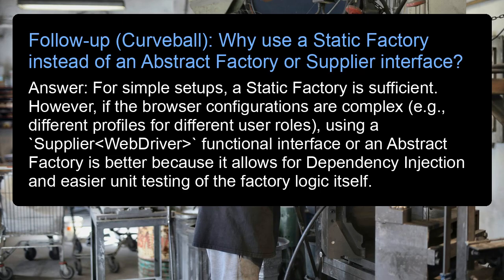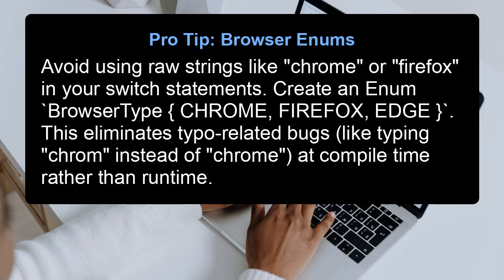Follow-up curveball. Why use a static factory instead of an abstract factory or supplier interface? Answer: for simple setups, a static factory is sufficient. However, if the browser configurations are complex, for example, different profiles for different user roles, using a Supplier<WebDriver> functional interface or an abstract factory is better because it allows for dependency injection and easier unit testing of the factory logic itself. Pro tip, browser enums.